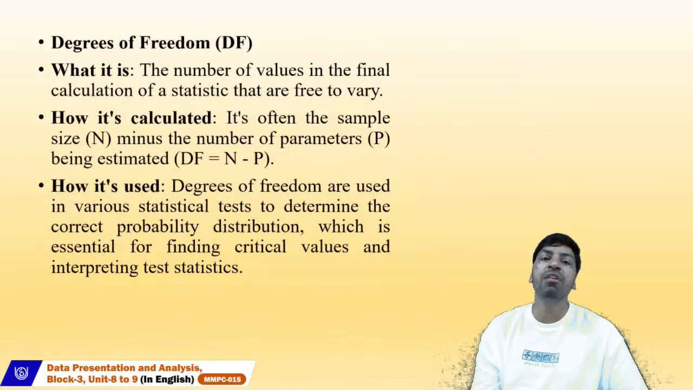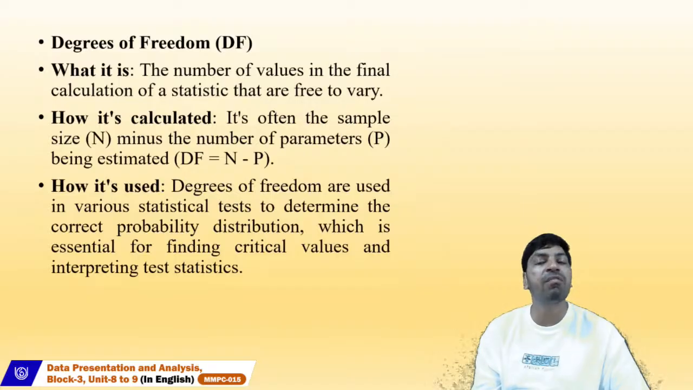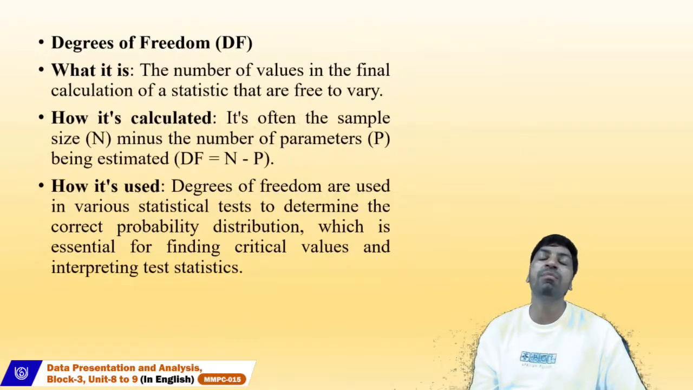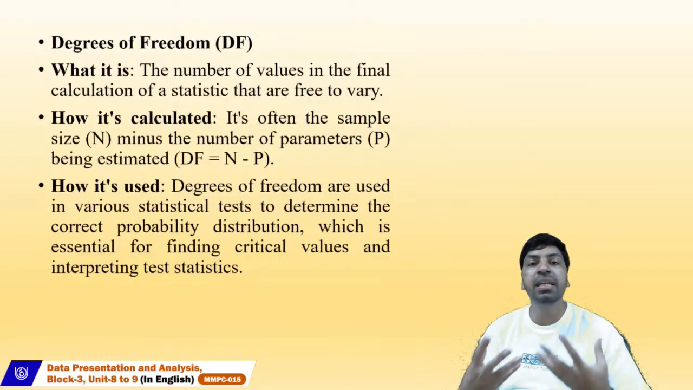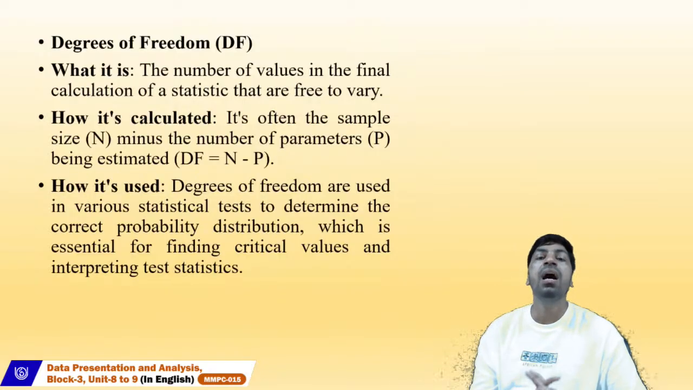And the last is degrees of freedom. Degrees of freedom is the number of values in the final calculation of a statistic. It is n minus p, where n is the sample size and p is the number of parameters. Degrees of freedom is used in various statistical tools, such as the t-test, z-test, and chi-square test, in order to estimate statistical results, or meaningful statistical conclusions. That's it for today.